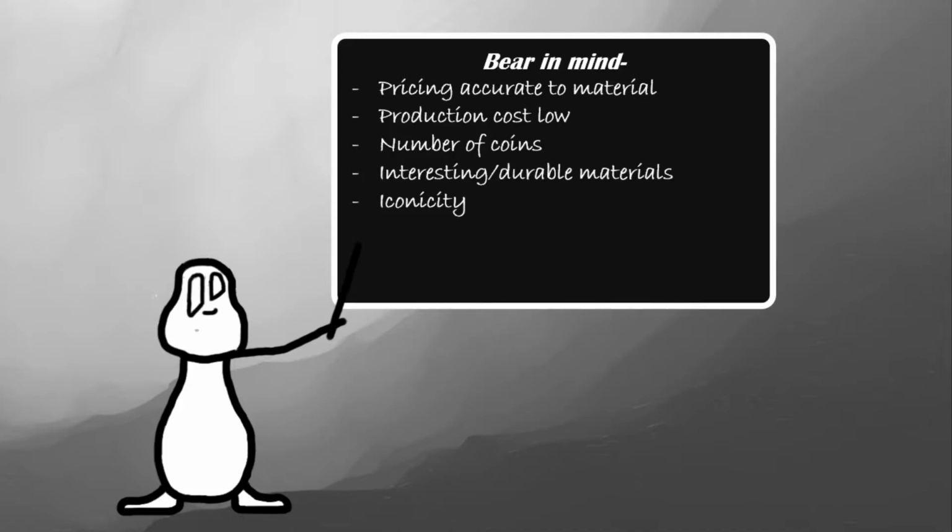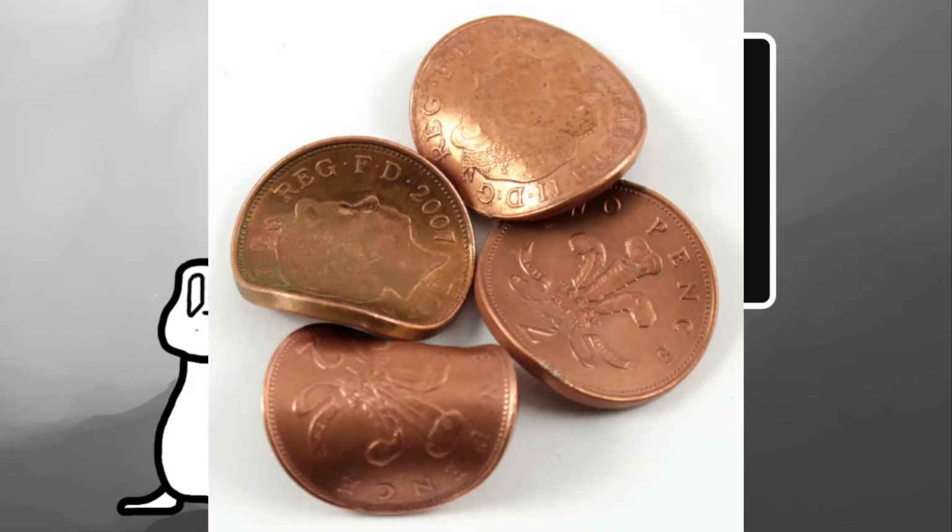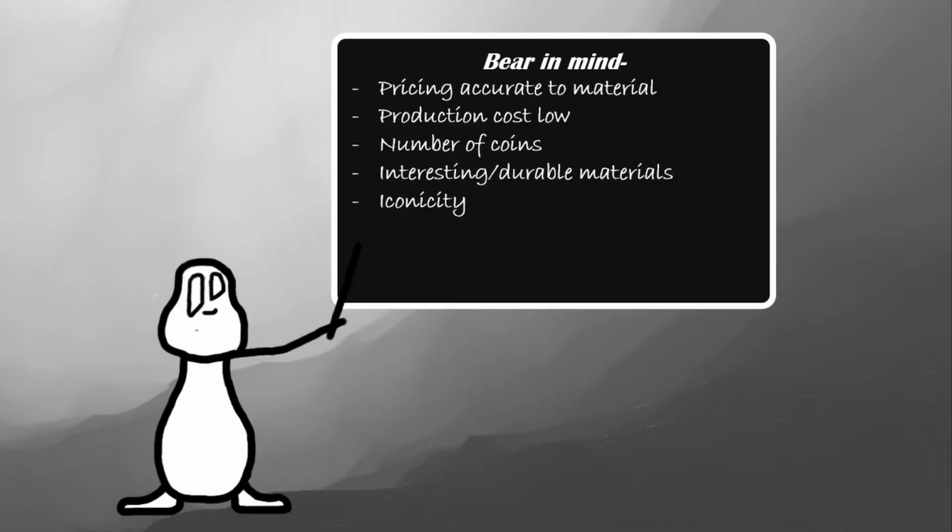So you want to use interesting and durable materials. You've got to get a good balance of both. So if you want to find this beautiful blue shiny copper thing, is it going to bend when you put pressure on it, or is it going to be super solid? So you've got to find a perfect balance of both.